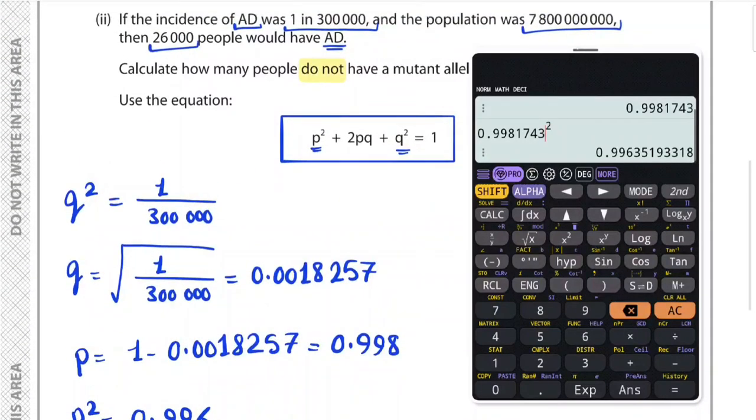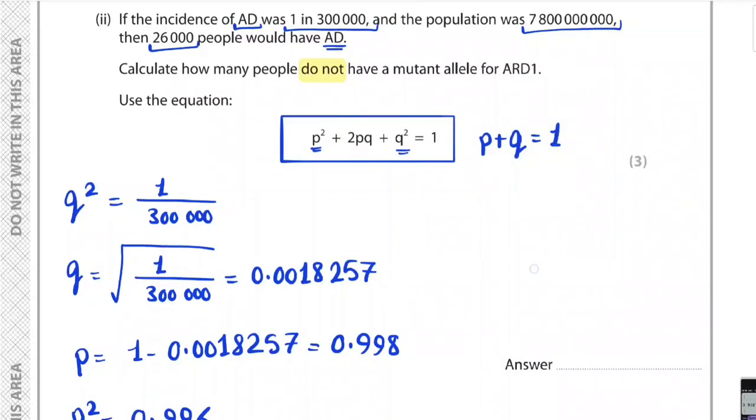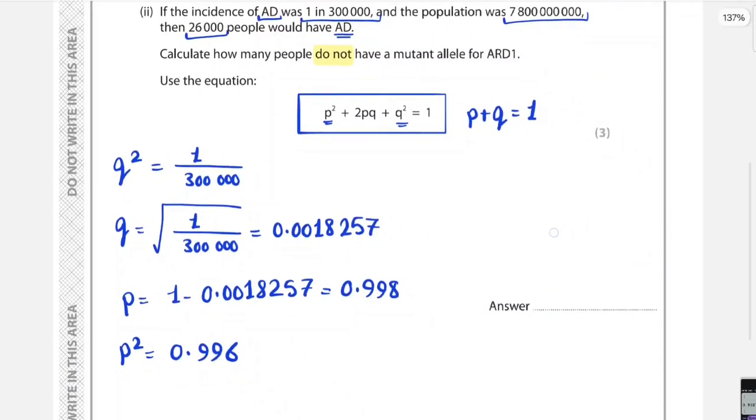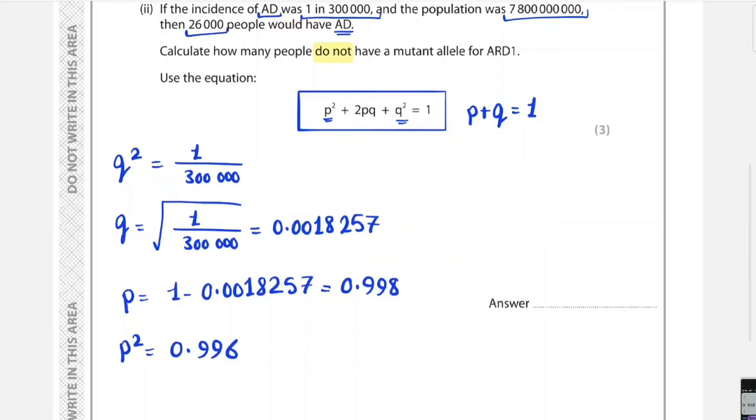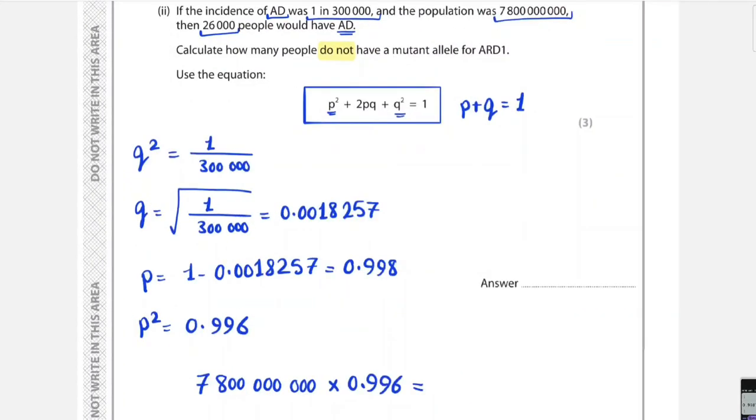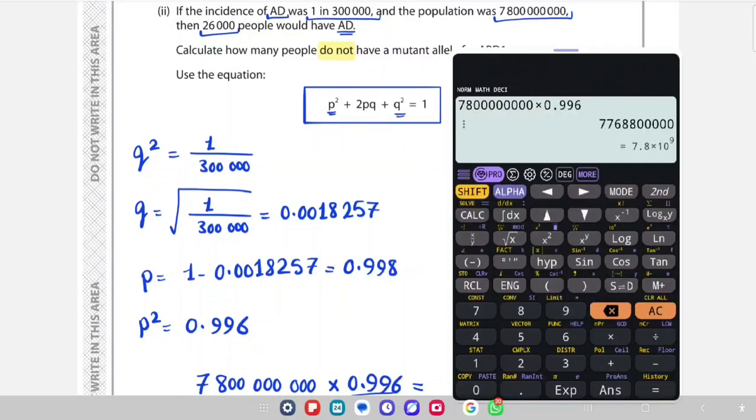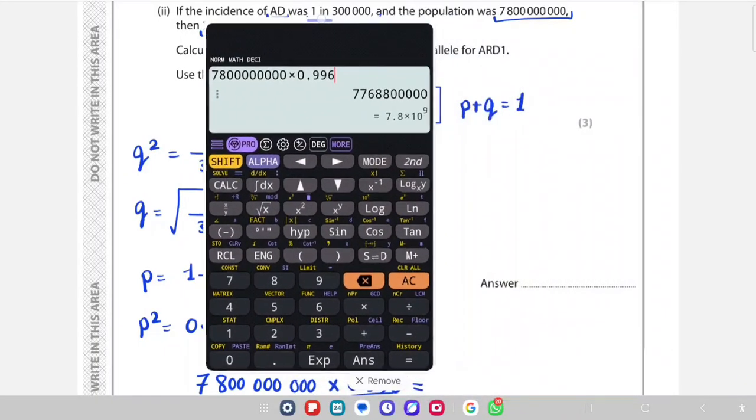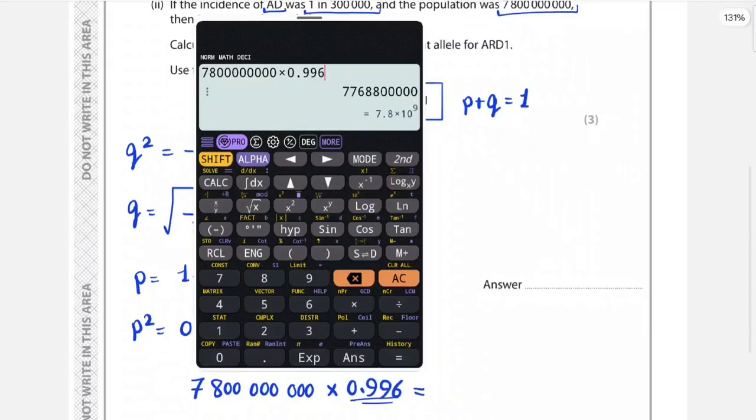In order to get the fraction or the incidence of this population that doesn't have the mutant allele, I can take the total number, which is 7,800,000,000, and multiply it by this proportion of P squared, 0.996. It's going to give me the final answer. And as you can see, this is the final answer. You can write it in standard form or the same way it is, there is no problem.